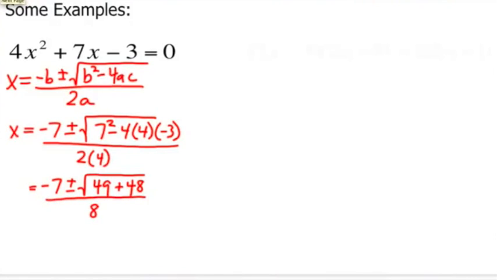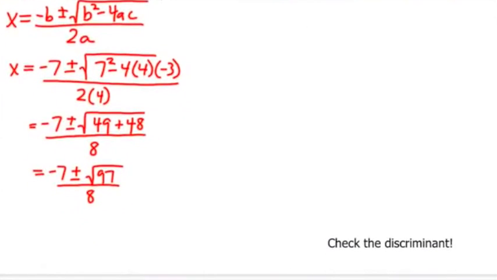Which means I have negative 7 plus or minus the square root of 97 over 8. So far so good, right? Right. So here's a little reminder. Check the discriminant. What does that mean? We'll get back to that.